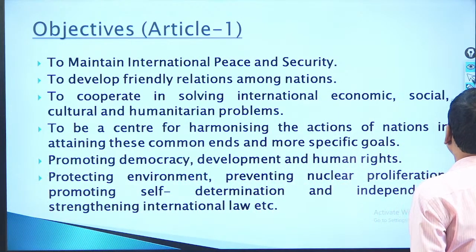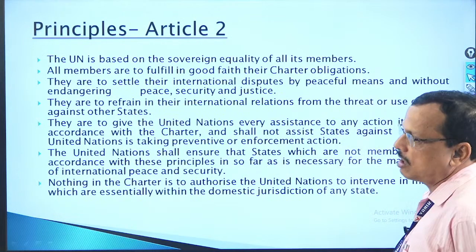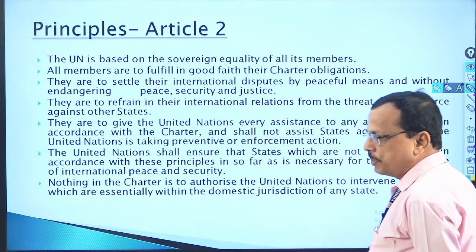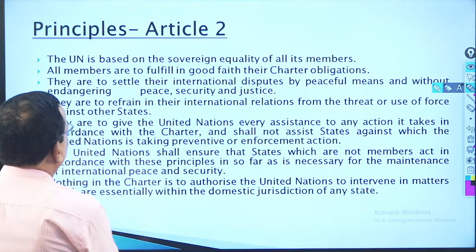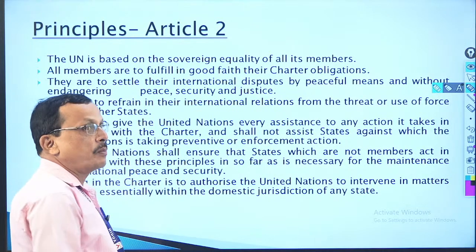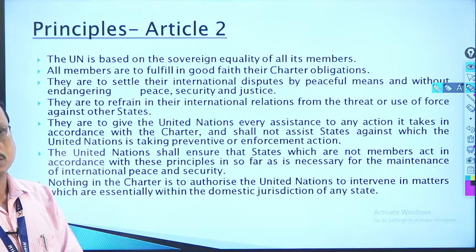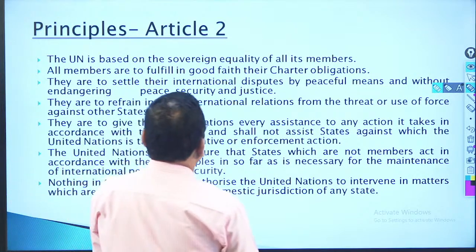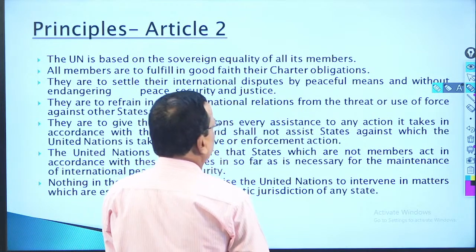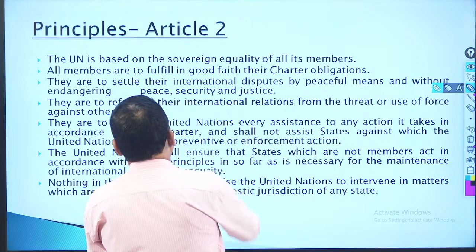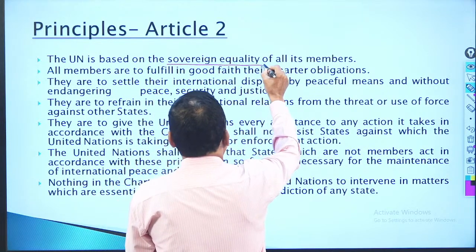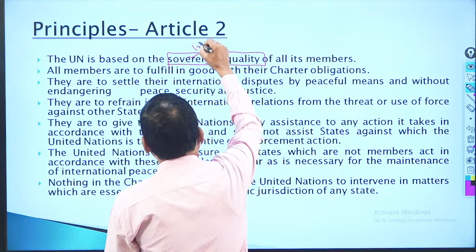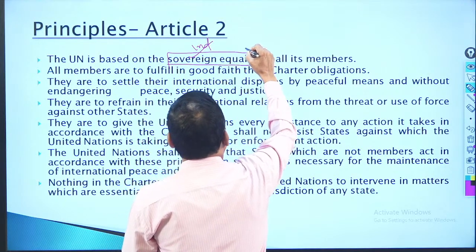Fine. So moving further, when an organization is created, it must have some principles. Without principles it cannot function. Similarly, the United Nations is based on some principles that will be followed by this organization for its durability. The first one is that it is based on the sovereign equality of all its members. Try to understand what it implies. What is sovereign equality? Countries must be sovereign, that means independent, and they must be equal.